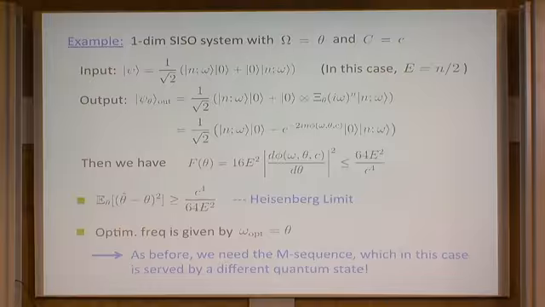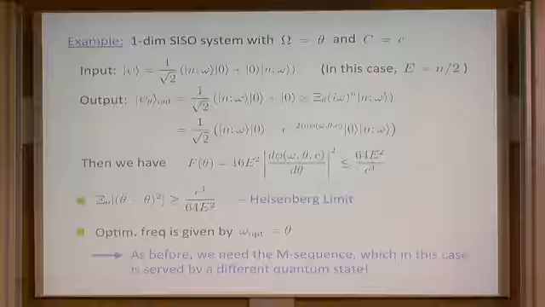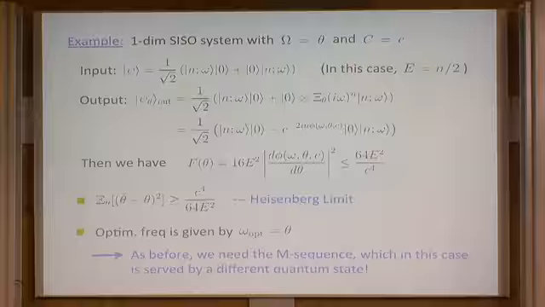So an interesting observation is that, as before, we need the M sequence, which is composed of many frequencies. But now, in this case, that M sequence is carried by a different quantum state rather than the coherent state. In the classical case, we don't care about what state is used for generating the M sequence. But in the quantum case, we need to care about what state is used for carrying the M sequence. So this is, I think, an interesting difference between the classical and the quantum case.